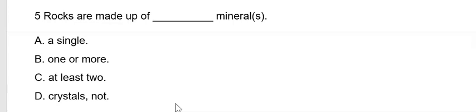Number five, rocks are made, oops, I didn't give you a chance to look at this one differently. Rocks are made up of how many minerals? Is it a single one? Is it one or more? Is it C, at least two? Or is it D, they're made up of crystals, not minerals? What are rocks made of?